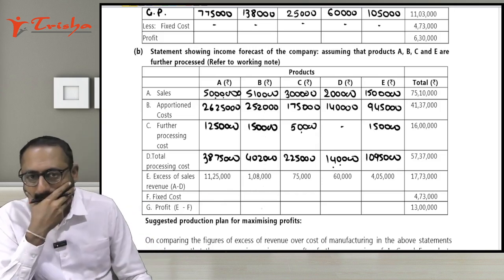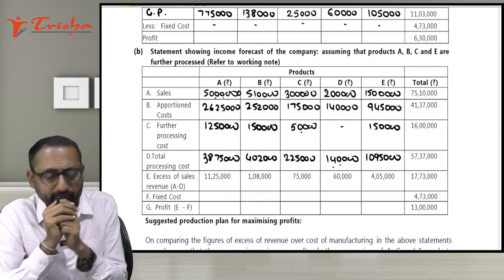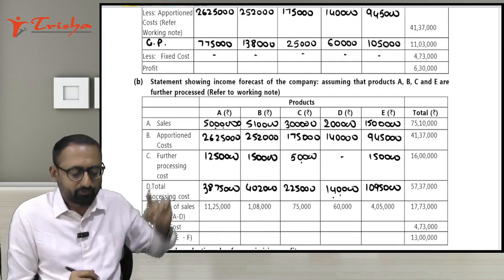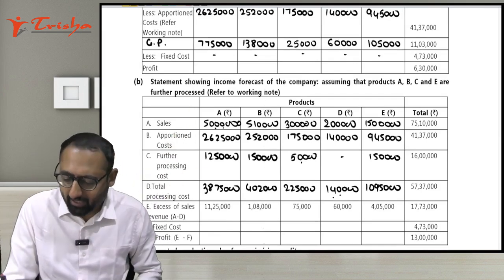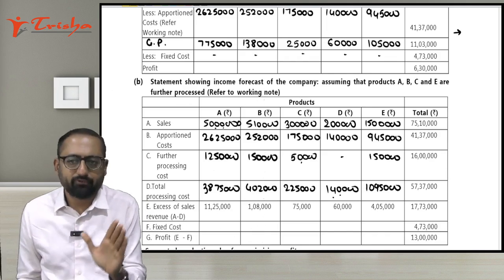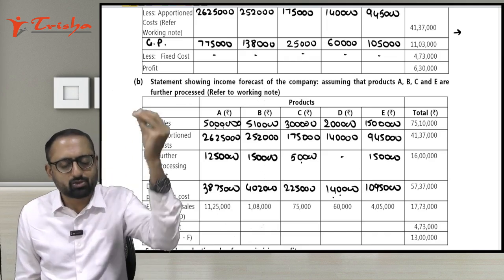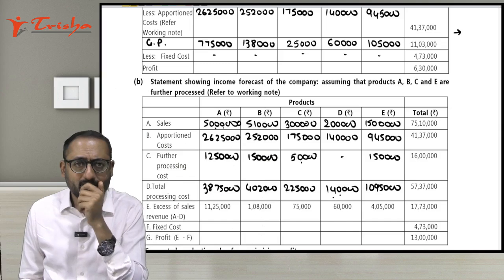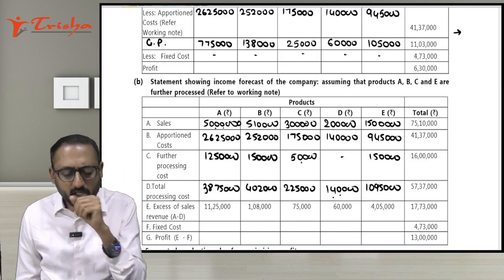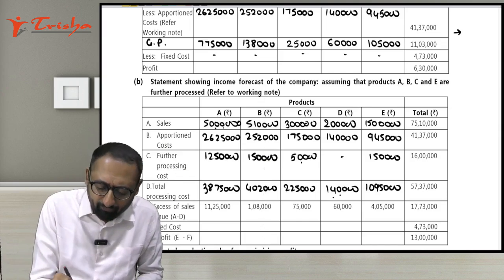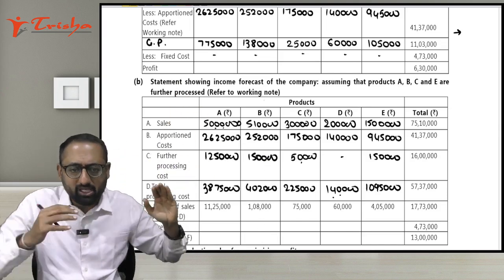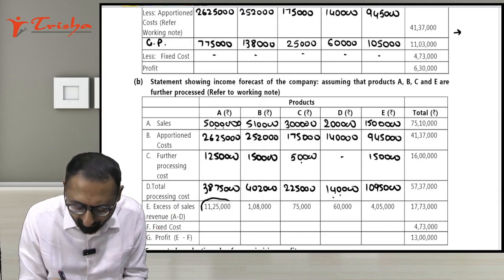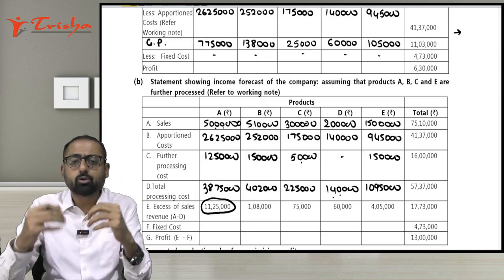Now the problem is, is there any other alternative plan where you can maximize the profit? Now let's check that. Let's compare the first table and second table. This table gives you gross profit information if all the products are sold at the split off. The second table gives you information that A, B, C and E are further processed. Now let's compare A. If A is sold at the split off, profit is 7,75,000. But if A is further processed, then profit will be 11,25,000. So profit of further processing is more. Hence, A should be processed further.